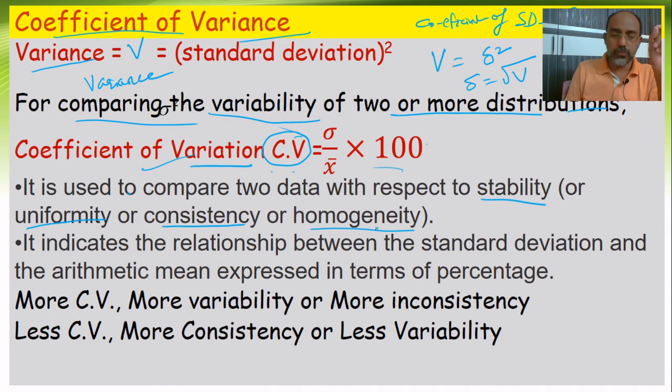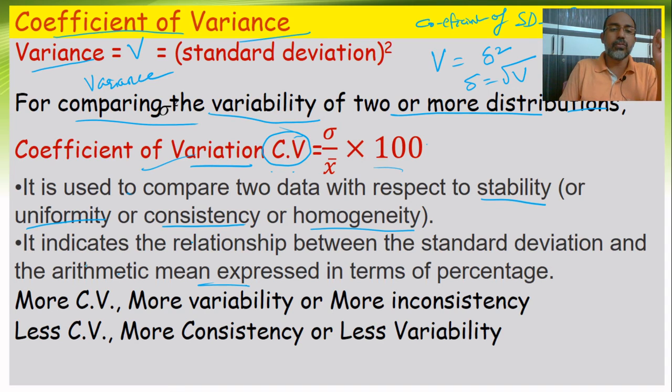Now your duty is to calculate the CV and comment on it using the following rules. What are the rules? It indicates the relationship between the standard deviation and the arithmetic mean, expressed in terms of percentage. So CV is explained that way: x bar is in the denominator, whereas the numerator is the standard deviation times 100.